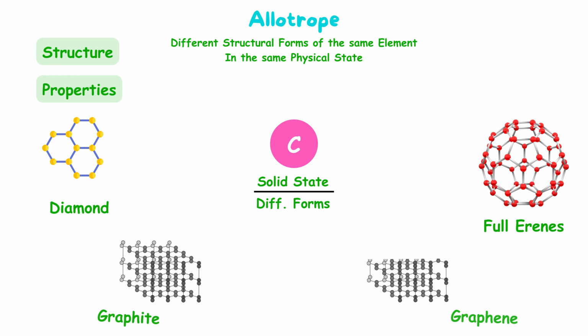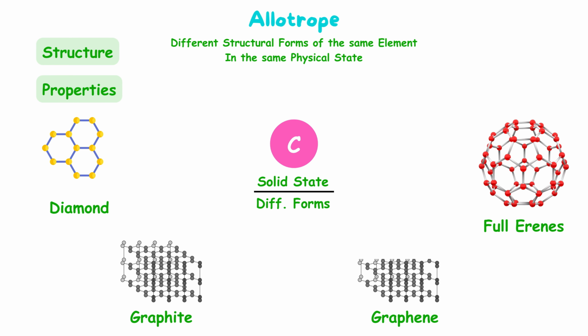In today's video, we're diving into the structure and properties of two important allotropes of carbon, diamond and graphite, while we'll be covering other fascinating forms like graphene and fullerenes in the next video. But first, let's clarify what an allotrope actually is.